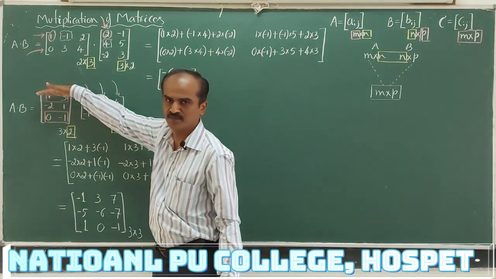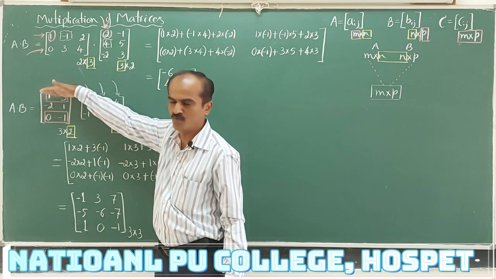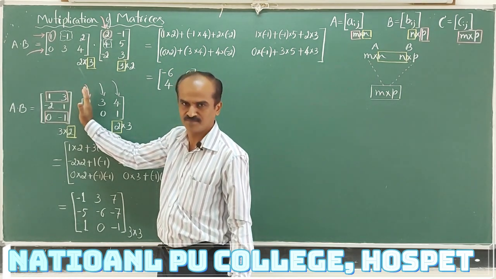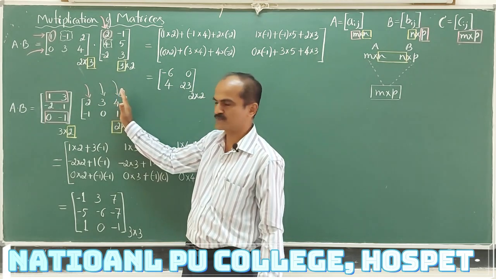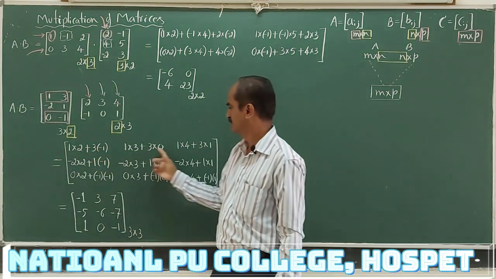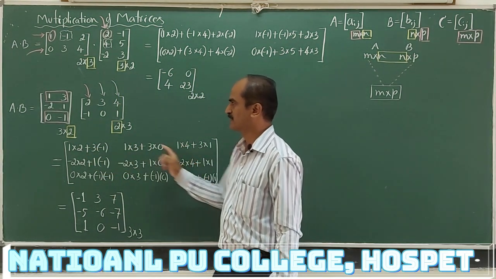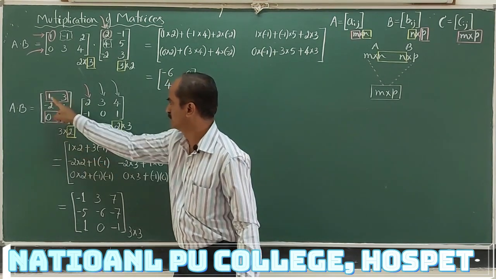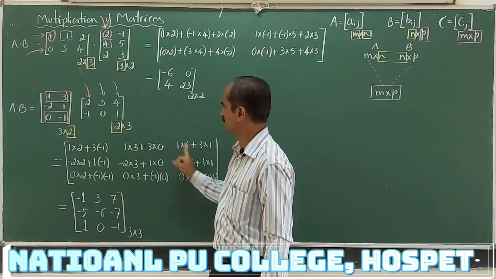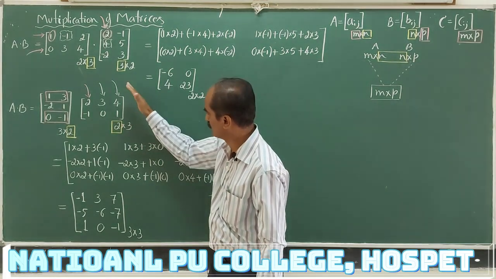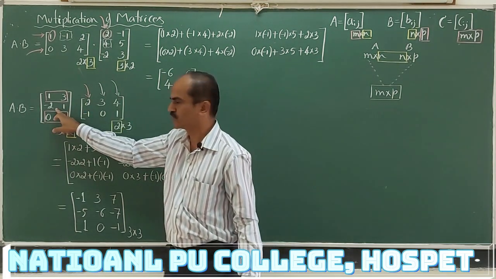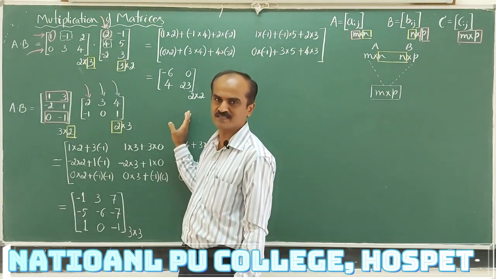Take first row elements of the first matrix. Go on making a pair with first column elements, multiply and add. Next with second column, next with third column. You will get 3 resulting elements. They must be placed in first row, first column, first row, second column, and first row, third column. Now after exhausting all the columns, switch over to the next row and repeat the same process.